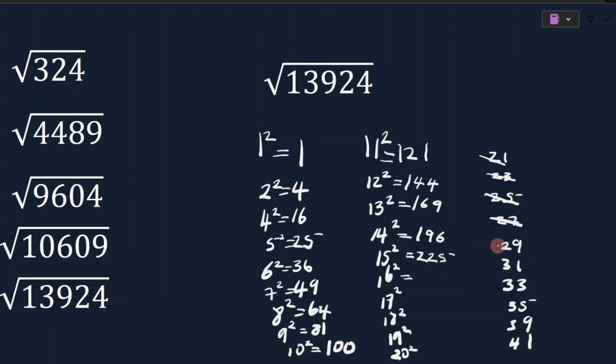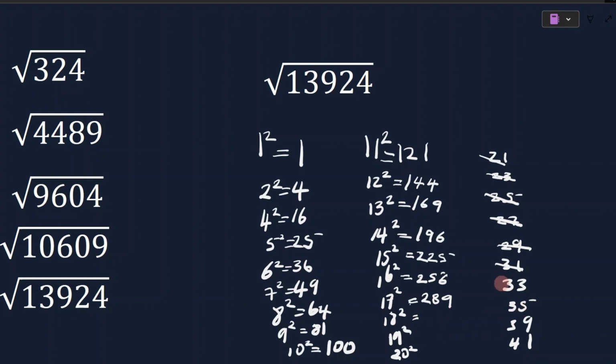We've done this, so we cancel. 31 adds to 225. 1 adds to 5 gives us 6. 3 adds to 2 gives us 5. We now bring down 2. So we go for 17 squared. Cancel this. When 33 adds to 256, 3 adds to 6, we have 9. When 3 adds to 5, we have 8. Bring down 2. Likewise, 18 squared.